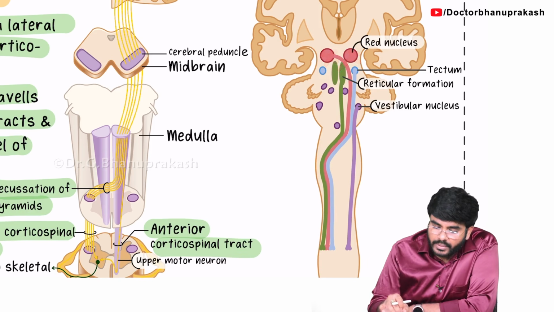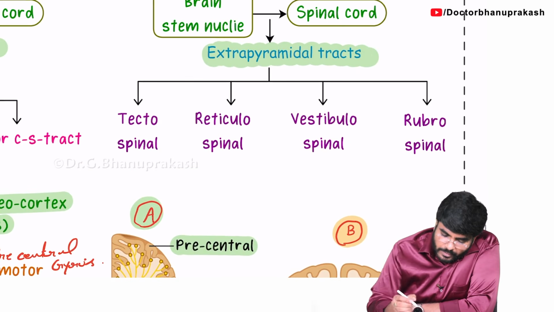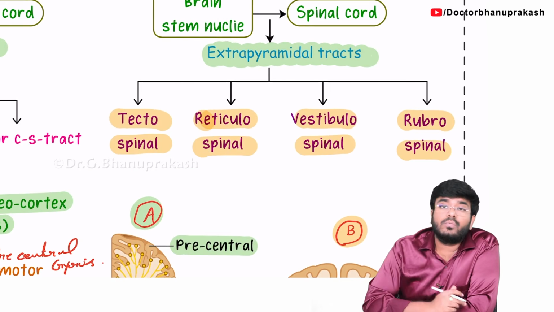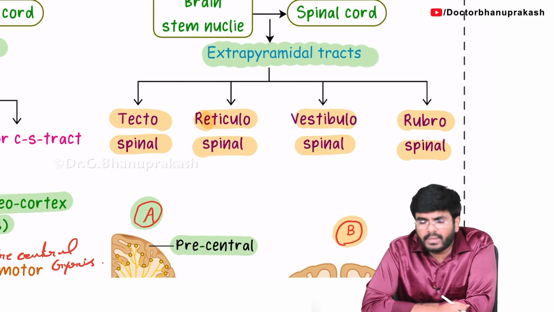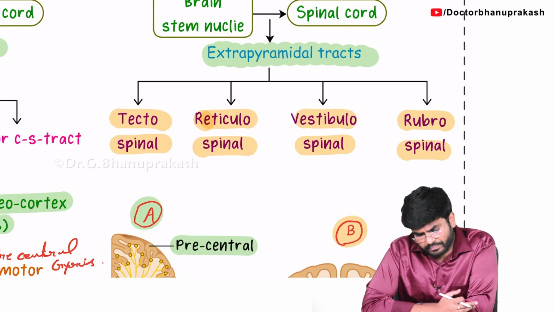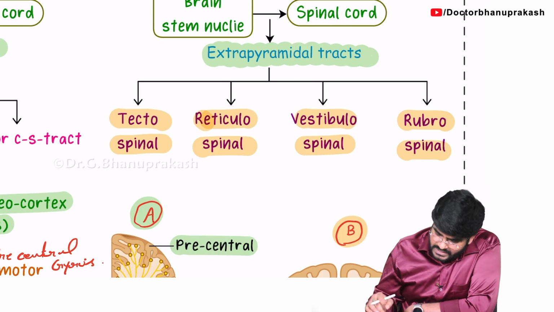And how many types of extrapyramidal tracts do you know? There are 4 types of extrapyramidal tracts, that is rubrospinal, vestibulospinal, reticulospinal, tectospinal. These are the 4 types of extrapyramidal tracts. And now you will be having a doubt: Sir, what are these extrapyramidal tracts doing?